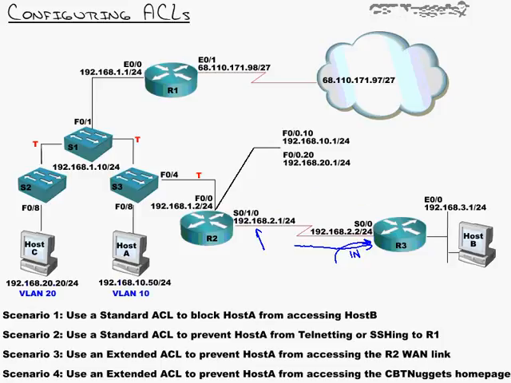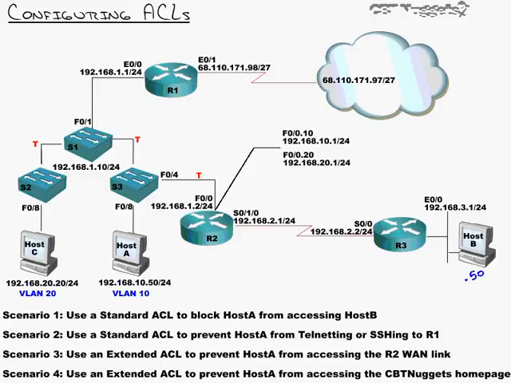Use a standard access list to block host A from accessing host B. And I have these hosts in place. We're going to be able to test this. Host A accesses host B by going through router 2, through router 3, out, and then ping right here. Now, I don't have his IP address. Let me wipe that off. Host B is .50.